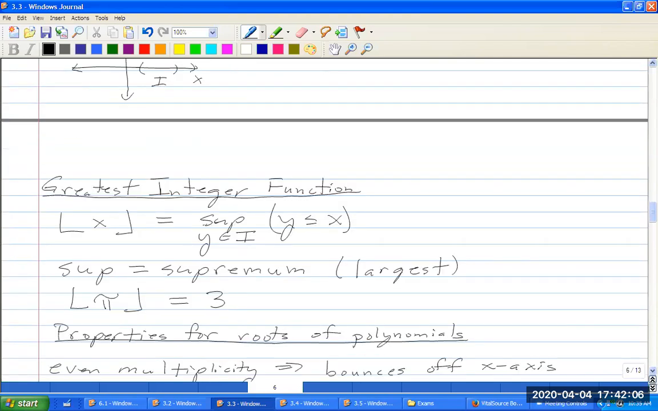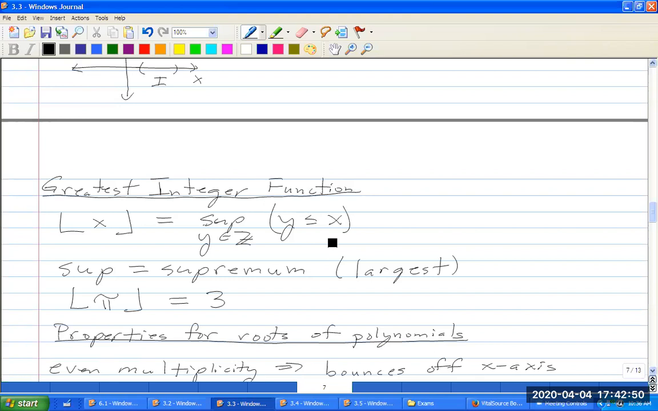The greatest integer function. And so the greatest integer function is the supremum, the largest value, the maximum y value, the largest integer which is less than or equal to x.